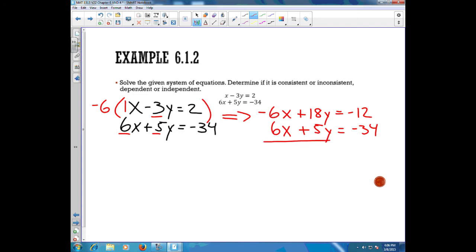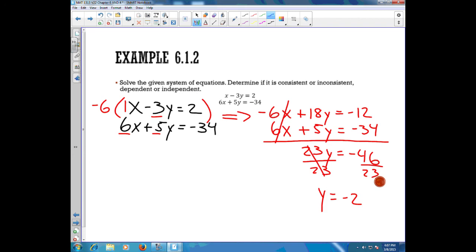Now we can eliminate it. We just add straight down. Negative 6x plus 6x is 0. 18 plus 5 is 23y, and that's going to be equal to negative 46. If we divide both sides by 23, we'll then get y equals negative 2.